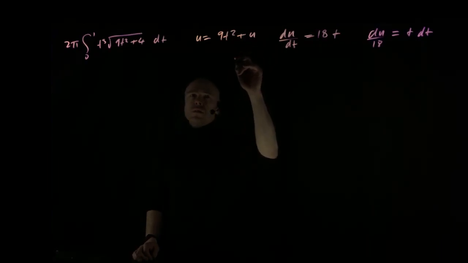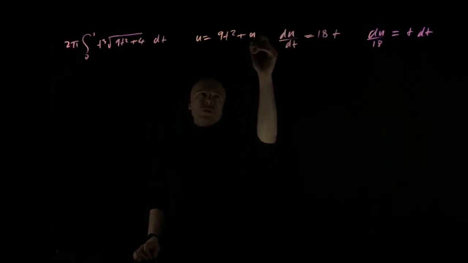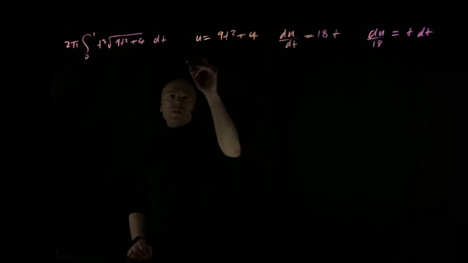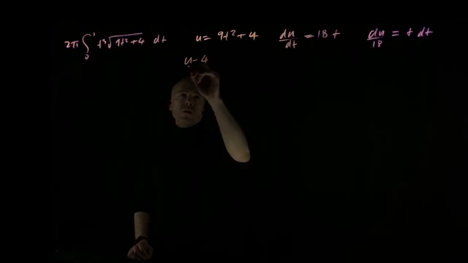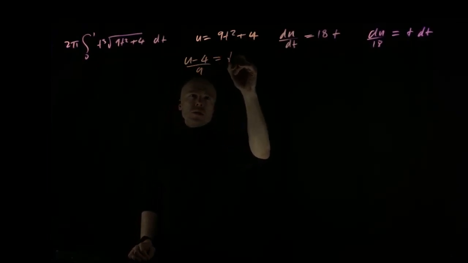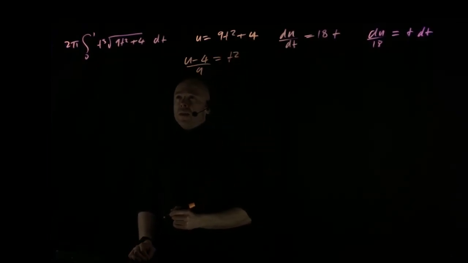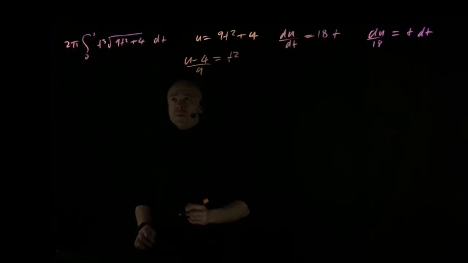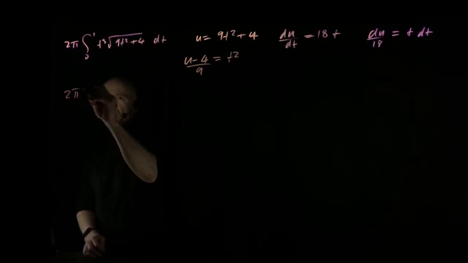This should be 4. So from this thing here, we can write (u minus 4) over 9 equals t squared, and now we're looking hopefully pretty good because we can rewrite this guy as 2 pi.